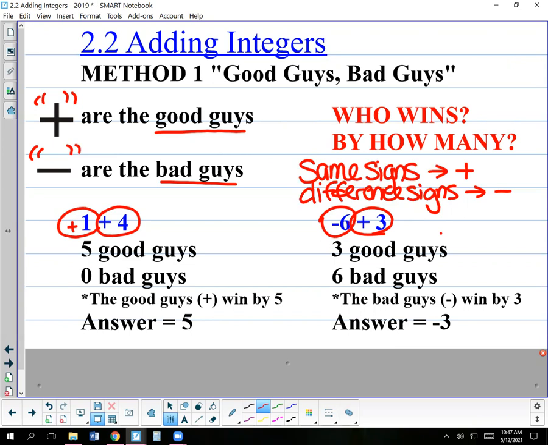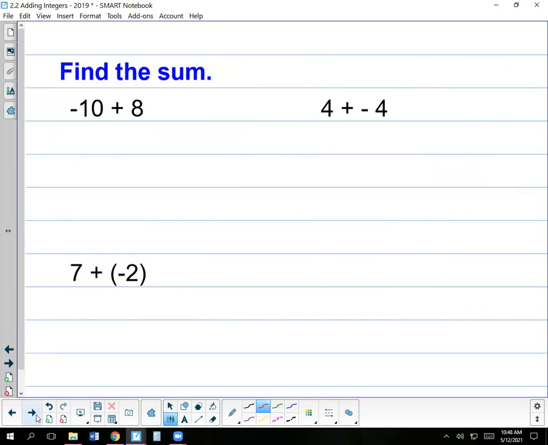So pretty much the definition of integers is adding positives to negatives. Right, positive, negative, negative, negative, positive, positive. You already know positive, positive. You just never thought of it as integers, right? Okay, so let's look at some of these examples here. I would definitely do a couple of these.